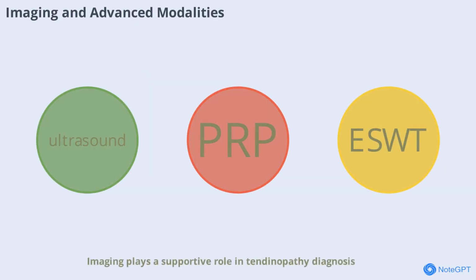Imaging plays a supportive role in tendinopathy diagnosis, especially when clinical findings are unclear or when patients fail to respond to conservative treatment. Musculoskeletal ultrasound is increasingly popular due to its cost-effectiveness and high sensitivity. MRI is valuable for identifying tendon tears, degeneration, and signal changes. Advanced treatment modalities include extracorporeal shockwave therapy, ESWT, and platelet-rich plasma, PRP, injection.